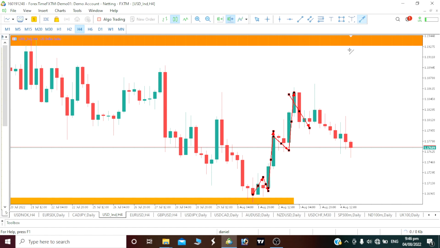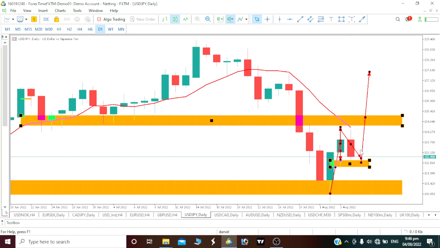So now we can see that our price has come down to test this area here, getting to this key level. We are expecting a bullish move again on our 4-hour time frame on this USD index, which means our USD to our JPY will give us that bullish move.